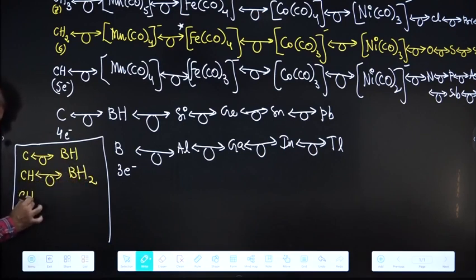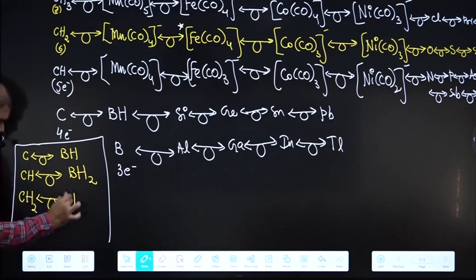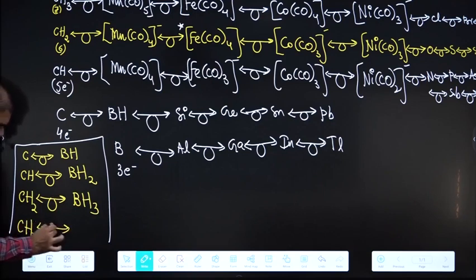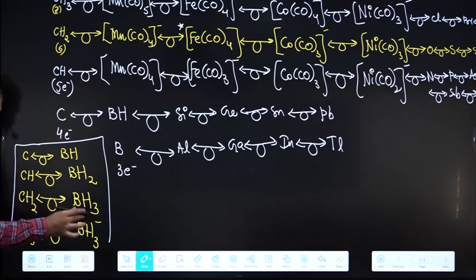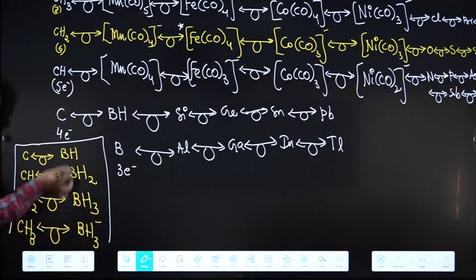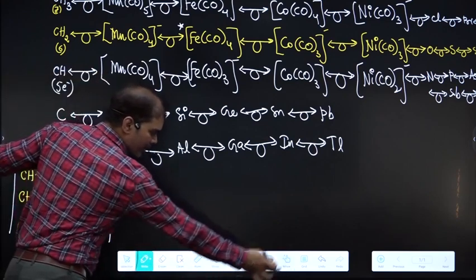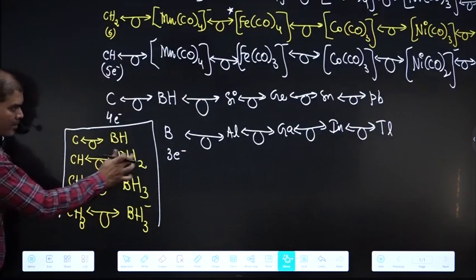If I take a CH2, it is isolobal with a BH3 unit. Suppose I take a CH3, it is isolobal with a BH4 or a BH3 minus. I can take a BH3 minus. 3 plus 3 plus 1, 7. 4 plus 3, 7. Even these are isolobal units. Okay, take down this. So based on this, let me give you the previous exam question.